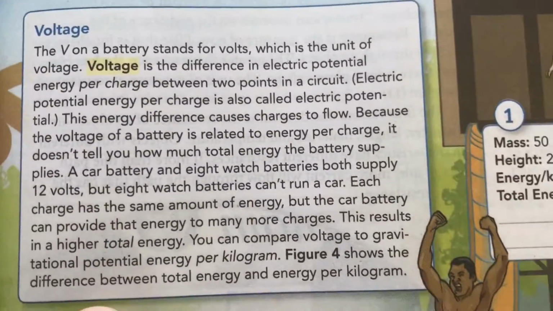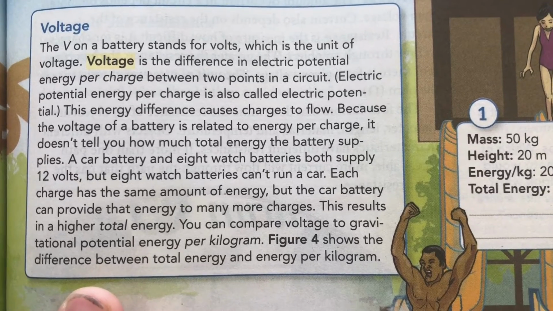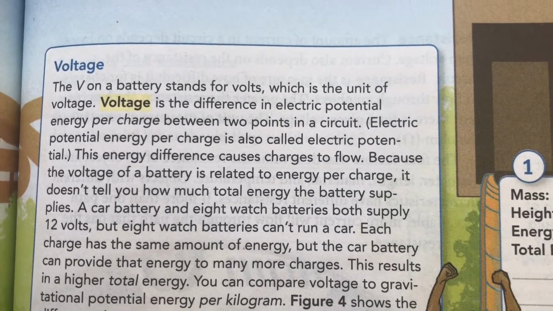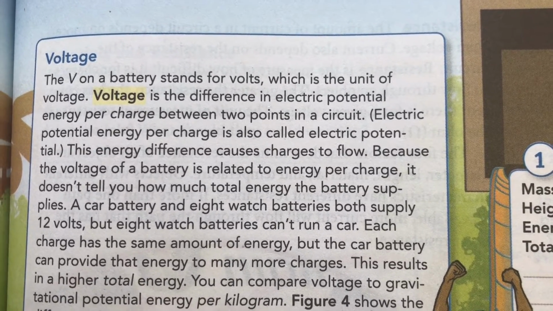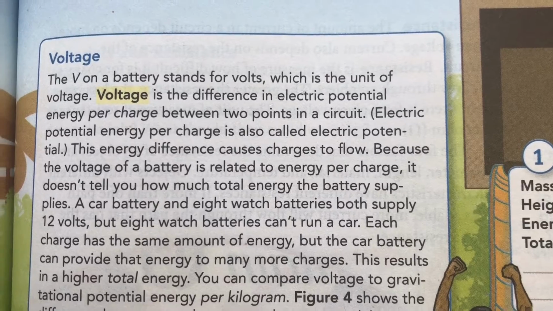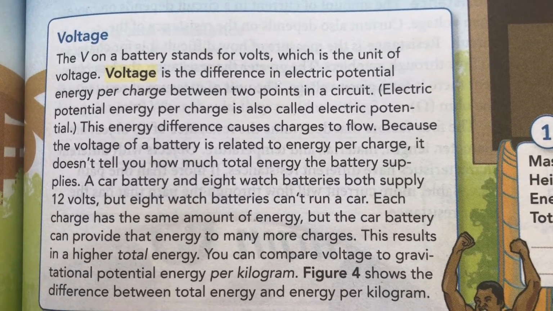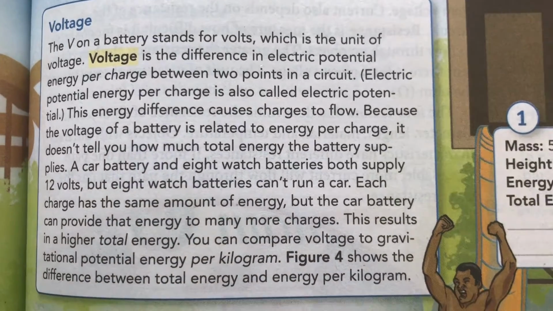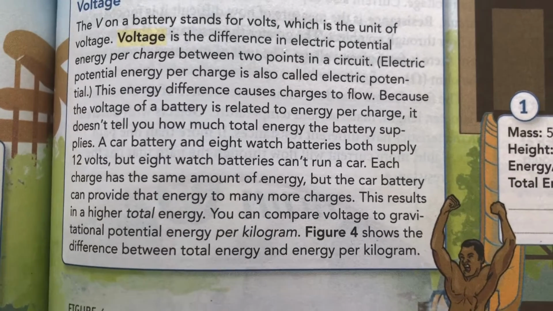Voltage. The V on a battery stands for volts, which is a unit of voltage. Voltage is the difference in electrical potential energy per charge between 2 points in a circuit. Electric potential energy per charge is also called electric potential. This energy difference causes charges to flow.